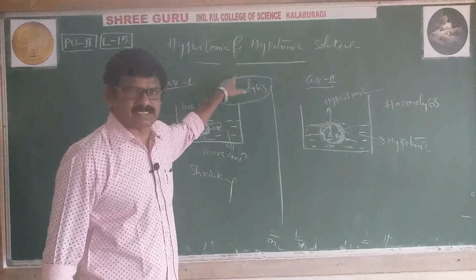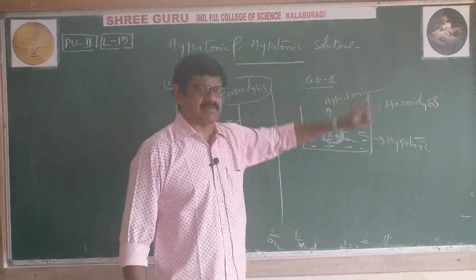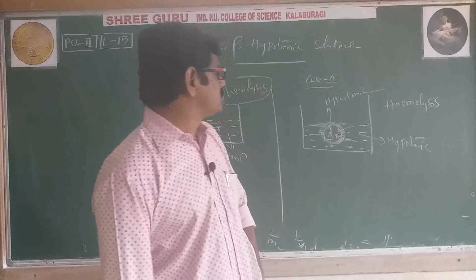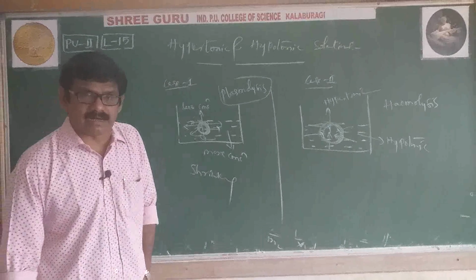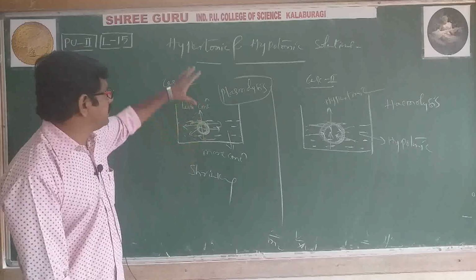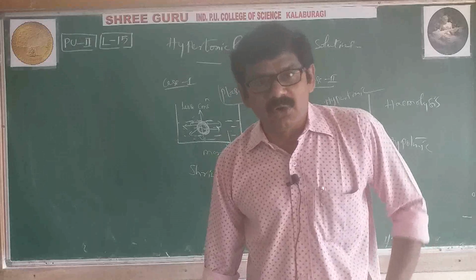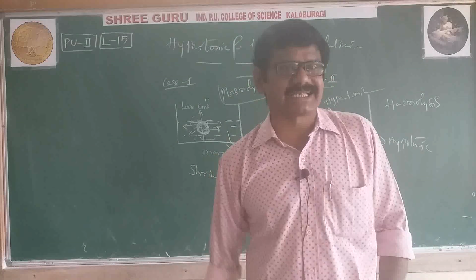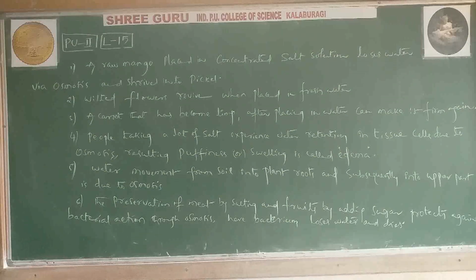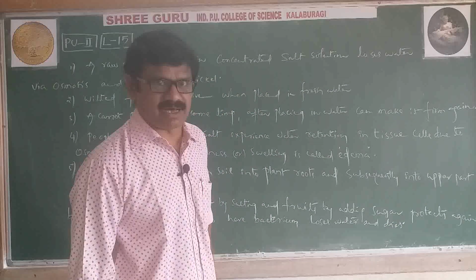Shrinking is called plasmolysis. Bulging is called hemolysis. Of course, both hemolysis as well as plasmolysis are part of osmosis phenomena only. Now, based on these hypertonic as well as hypotonic solutions, we'll see some more examples in our day-to-day life activities. We'll see some day-to-day life examples regarding the osmosis process.